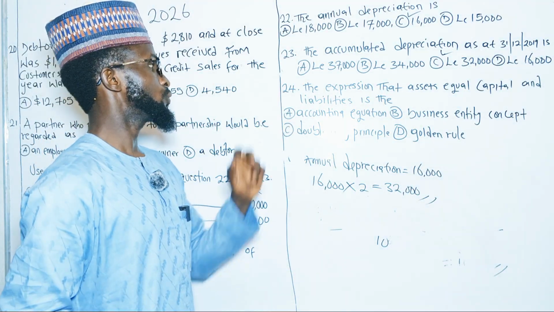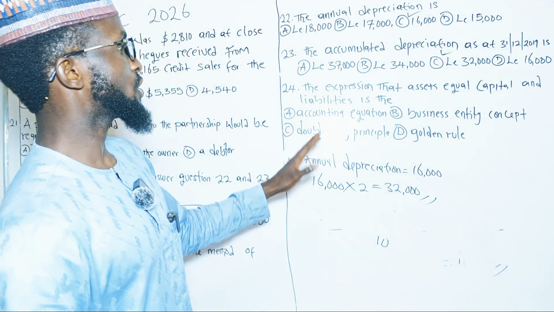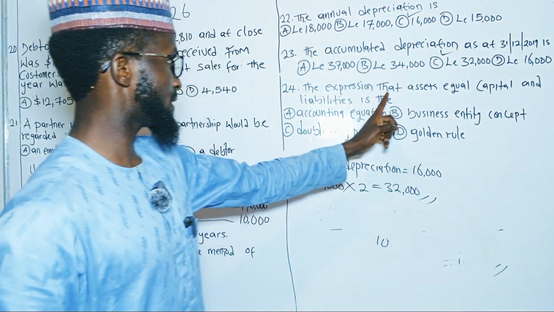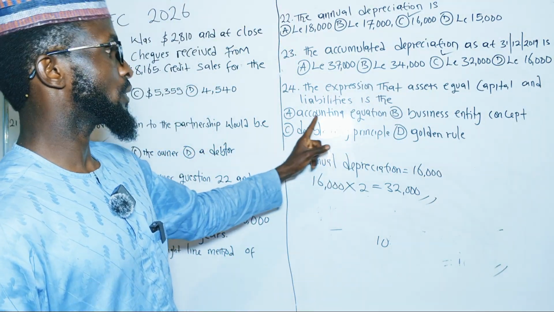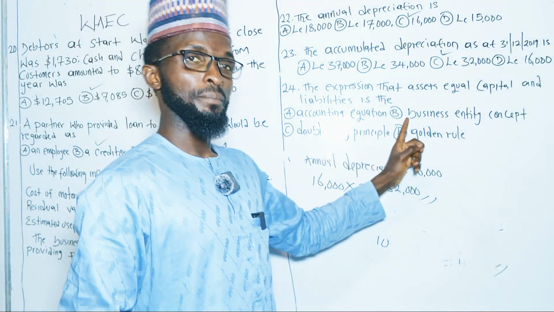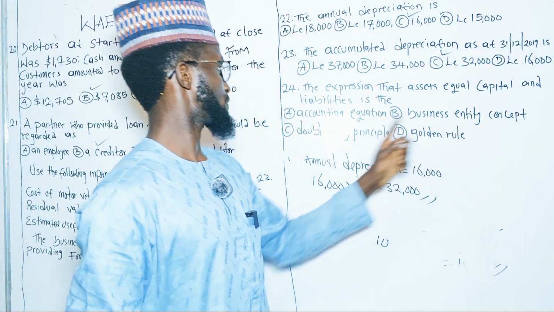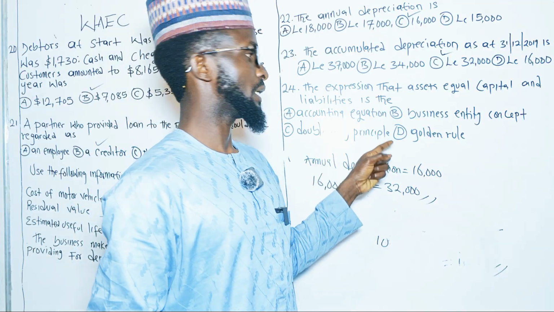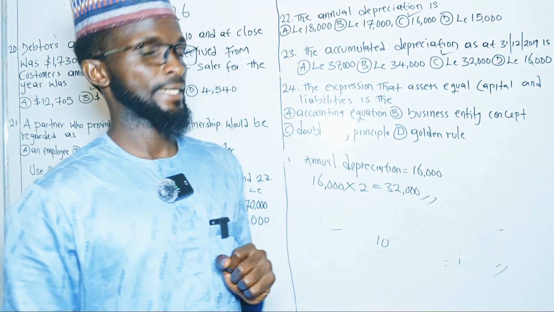Now to question 24. The expression that asset equals capital plus liability is the A. Accounting equation, B. Business entity concept, C. Double entry principle, D. Golden rule.